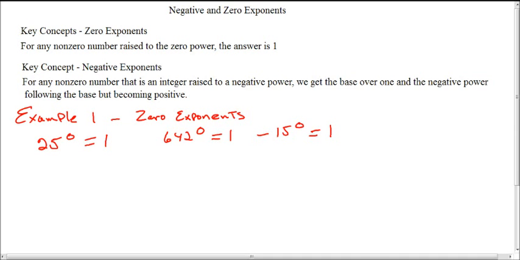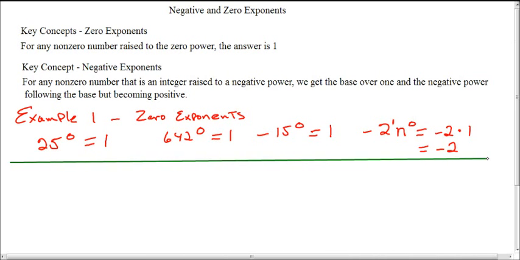Let's look at one that's a little different from what we've just done. Say we have negative 2 times n to the 0 power. Notice that negative 2 is just to the first power and n is to the 0 power. So n to the 0 power is 1, and now we're looking at negative 2 times 1. The identity of multiplication says 1 times anything is anything, so we are left with negative 2. That's not bad at all. You just have to make sure that you understand what you're doing and not get intimidated.